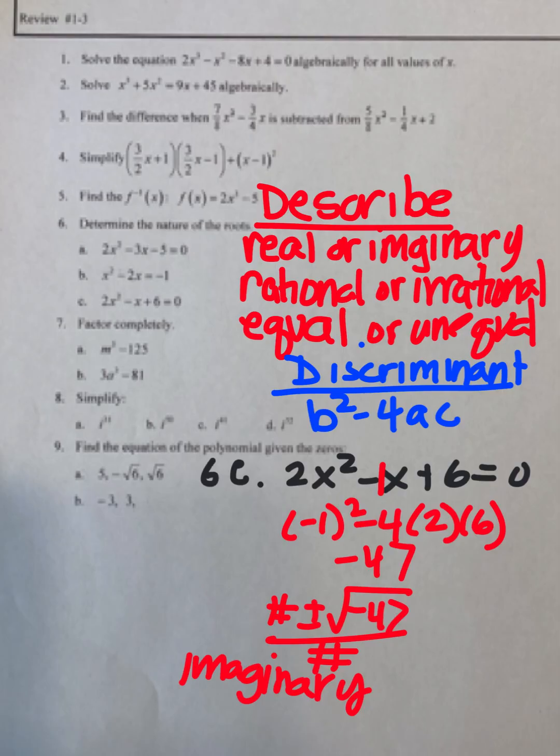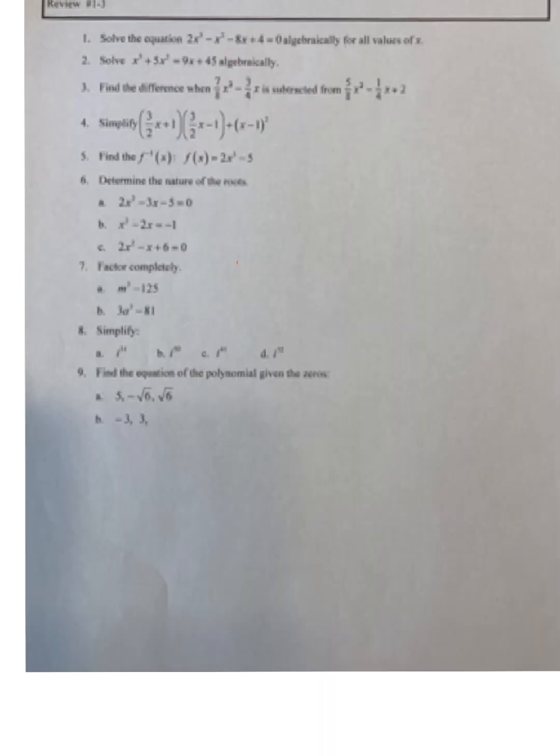All right, so let's take a look at 7. Okay, so 7 is to factor completely. So remember, when we factor completely, we always look for GCF first. And then we look to see how many terms. Now, when I look at 7a and 7b, they both only have 2 terms. All right, so when I factor again, the first thing we look for is GCF.